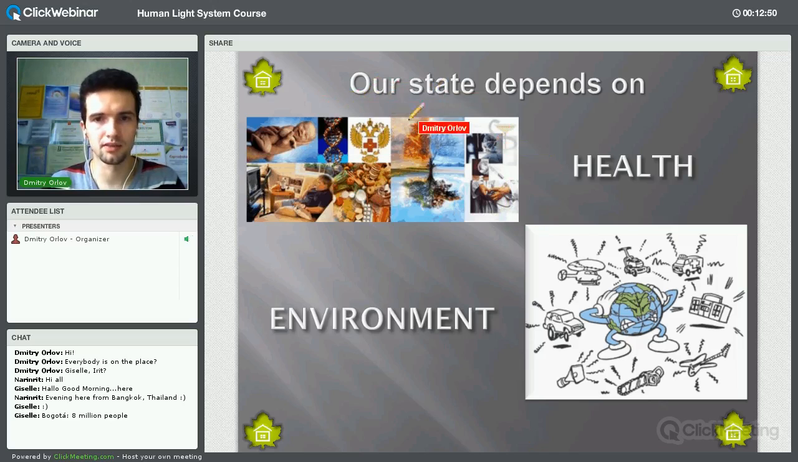Of course, our state depends on health and on environment. So in this lecture, we think about finding correlations between these factors, health and environment. Because in the scheme I was explaining in the first lecture about lifestyle, what we eat and what we drink, about the medical system in the country or in the city where we live, about the environmental conditions, and about the genetics.